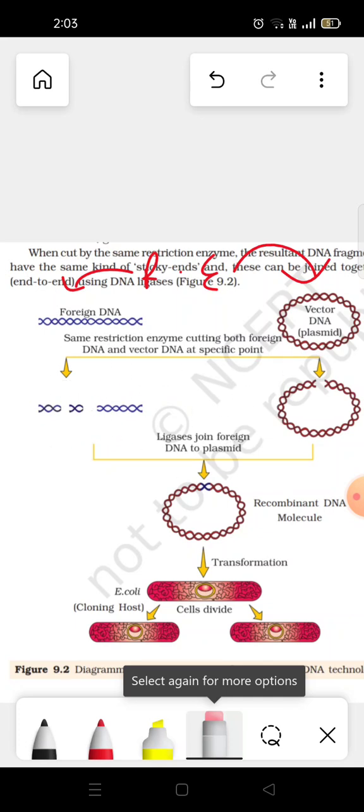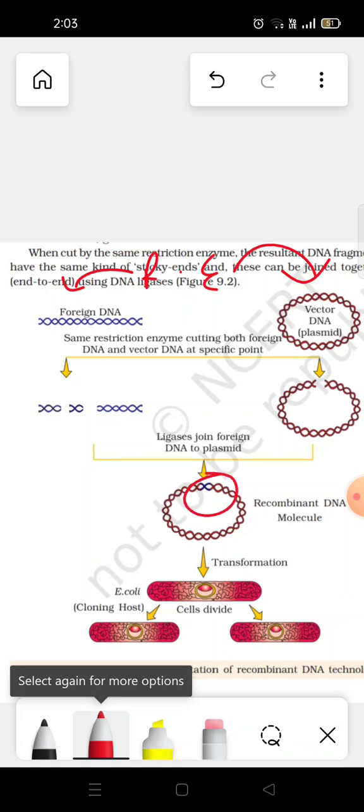So as you can see the result here, we attached the foreign DNA and the vector DNA with the help of ligase enzyme, and what happened next? It became a recombinant DNA molecule and it was transformed into the host, which is E. coli, and it will start dividing within the host body. Okay, I hope you got it. That's for today. Thank you.